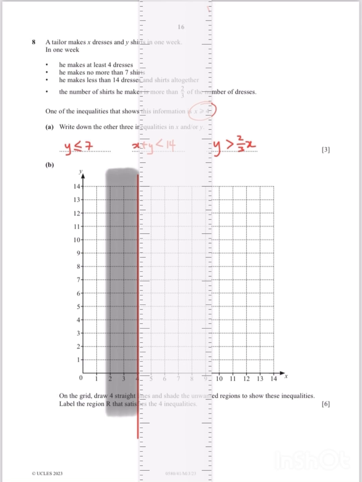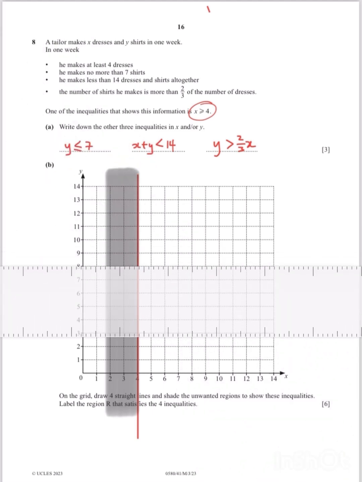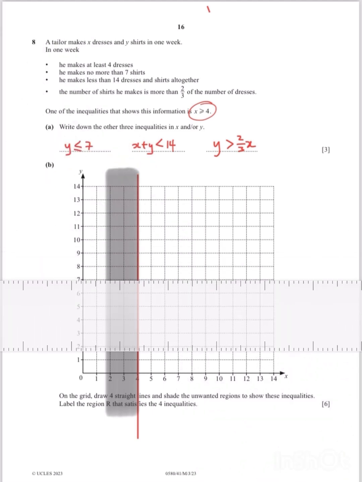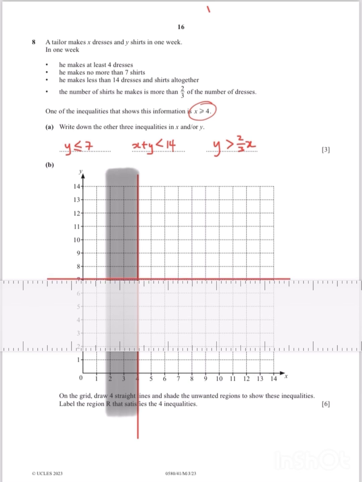Then the next one, it's saying Y is less or equals to 7. We are going on 7. Then we will draw again a bold line because it's less or equals to. So it will be a bold line like this. Sorry. This will be a bold line. Then it's saying that Y is less, so it means that the unwanted region is above the line, so we'll shade the unwanted region.